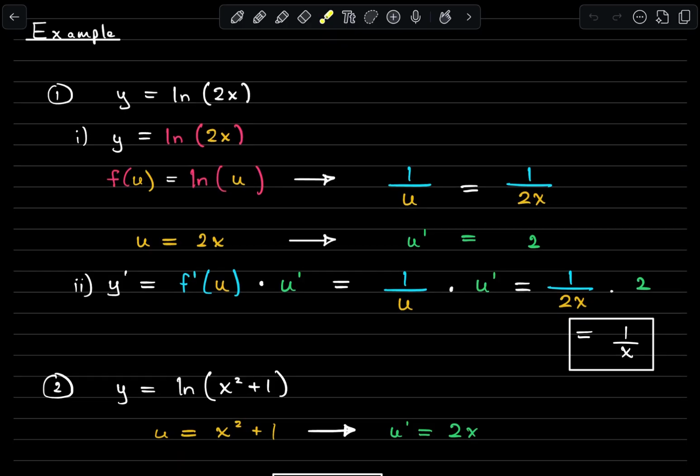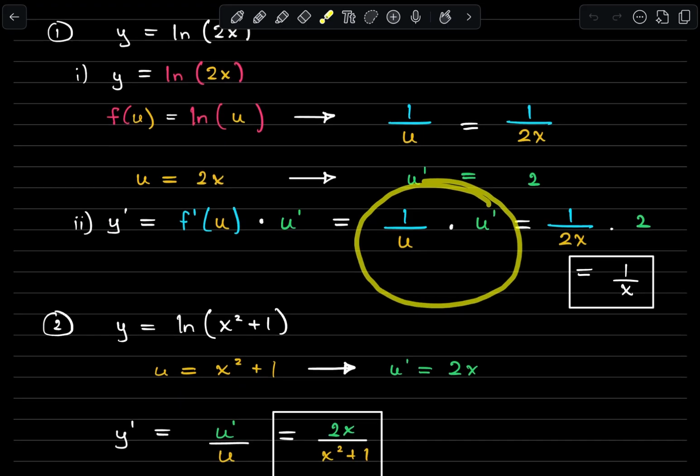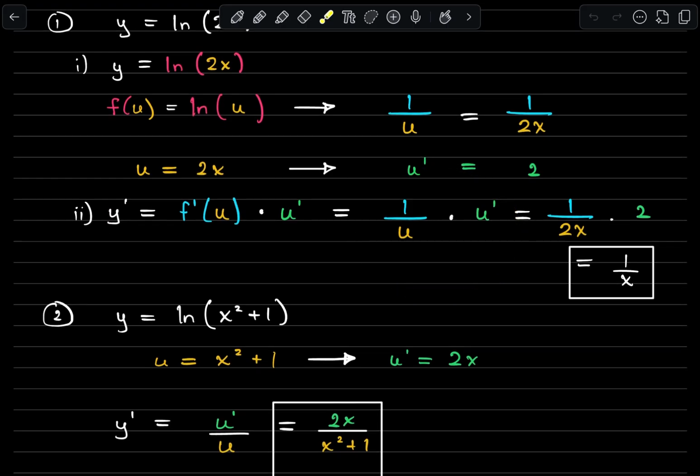So we've got y is equal to natural log of x squared plus 1. u is just x squared plus 1, u prime is 2x, we'll just skip straight to our formula. u prime over u, you're going to get 2x over x squared plus 1.